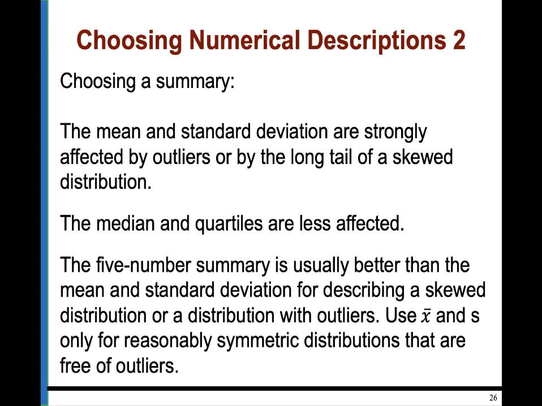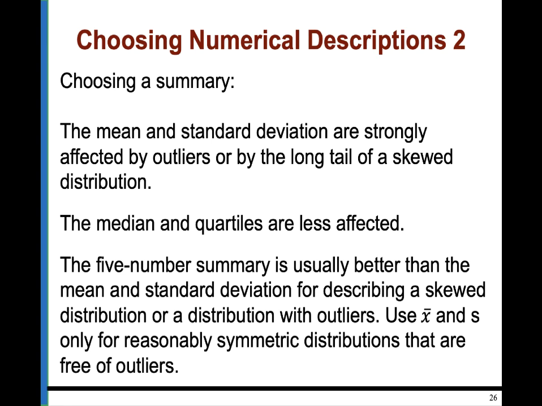So when you're trying to determine which numerical description you need to provide as a summary, you need to decide what type of distribution you have. Since the mean and standard deviation are strongly affected by outliers or the long tail of a skewed distribution, you should only use the mean and the standard deviation for symmetric distributions. The median and the quartiles are not so affected by outliers and skewed distributions, so the 5-number summary is a better option when you have a skewed distribution or outliers.